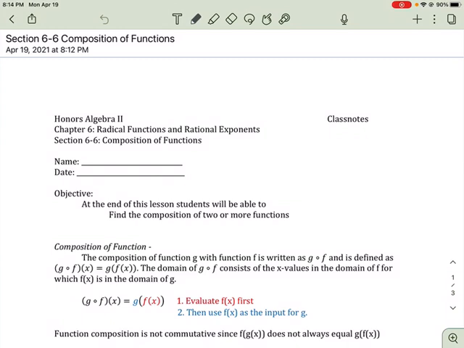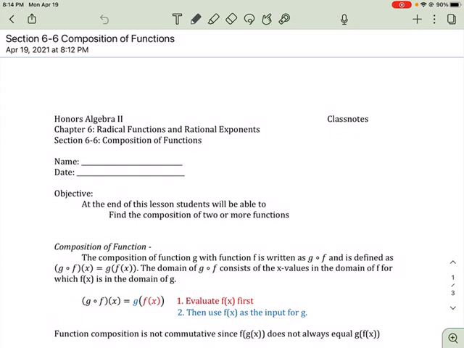The domain of g composed of f consists of all the x values in the domain of f for which f of x is in the domain of g. We're not going to worry so much about domain today. We're just going to focus on can we do the composition. So here's what we're going to do. g composed of f of x is equal to g of f of x, the nesting. Both are acceptable notations of the composition.